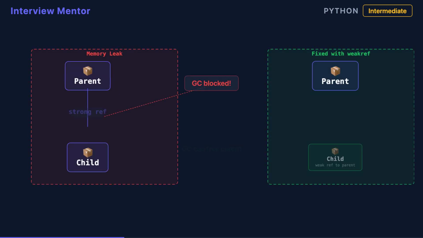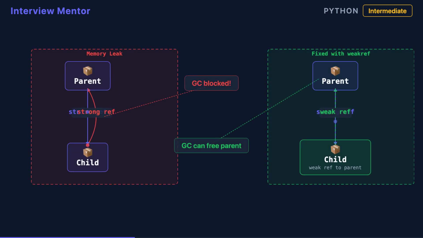The classic problem weak references solve is circular references. Imagine a parent holding children and each child holding a reference back to the parent. Neither can ever be freed. That's a memory leak. Make the child's back reference a weakref and you break the cycle. This shows up in trees, event systems, and observer patterns.